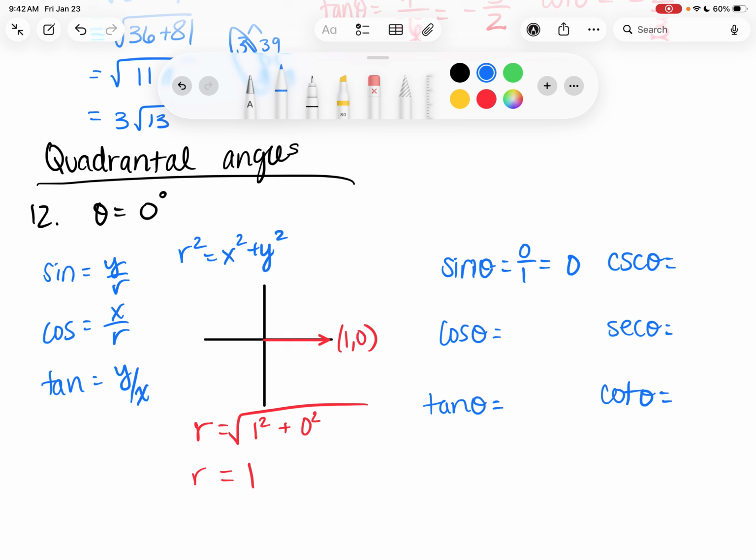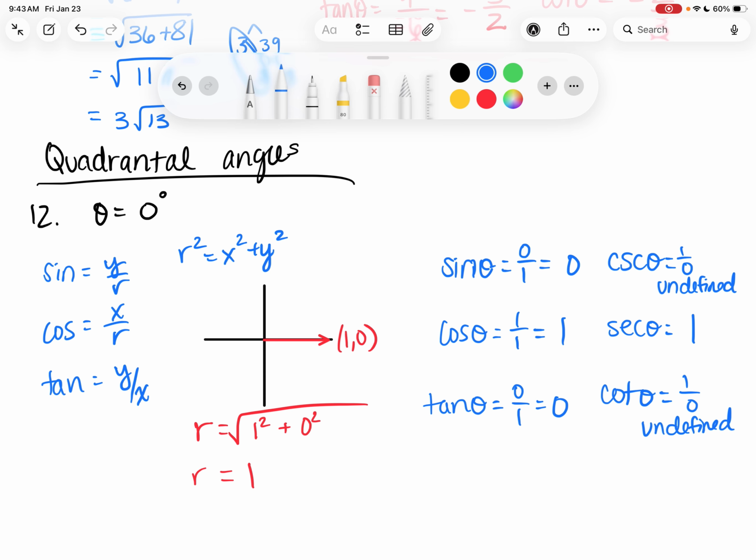Cosine is x over r, so that's 1 over 1, which is just 1. Tangent is y over x, so that is 0 over 1, which again is 0. Flip them, so cosecant is 1 over 0, which is undefined. Secant is 1, cotangent is 1 over 0, which is undefined.